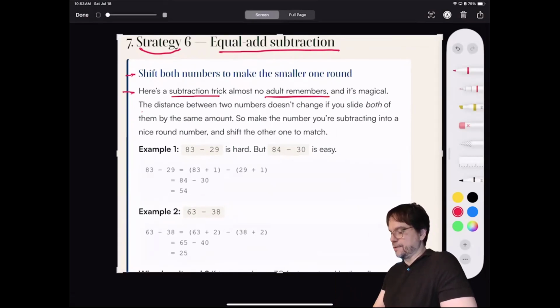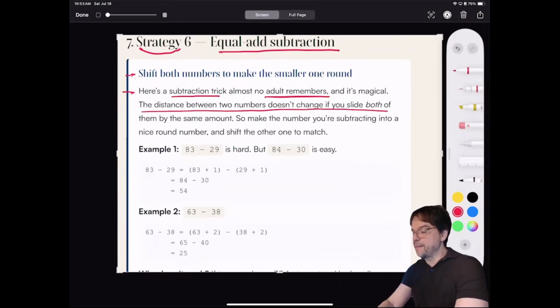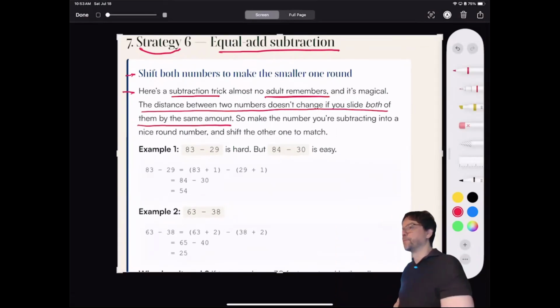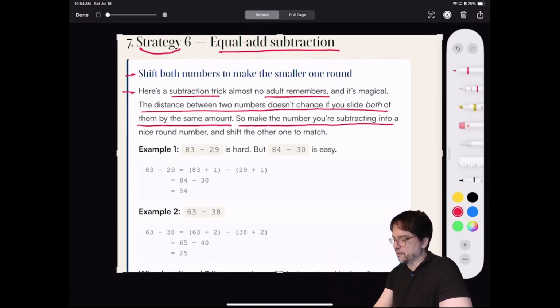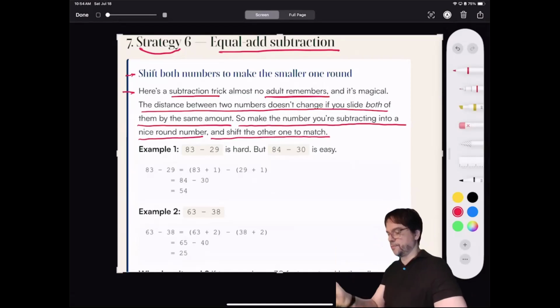And it's magical. The distance between two numbers doesn't change if we slide both of them by the same amount. Soon we will do borrowing with zeros, more than one 0 in a number. Instead we do this, we add to both. It's much easier, and nobody teaches this in school. So make the number you are subtracting into a nice round number and shift the other one to match.